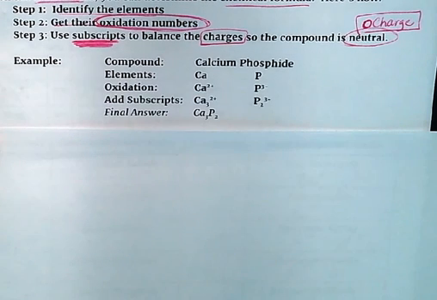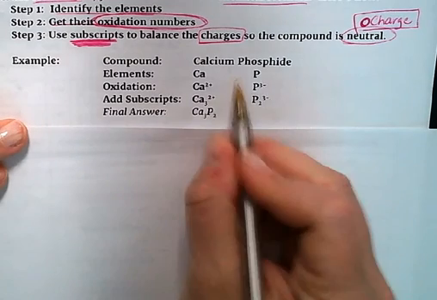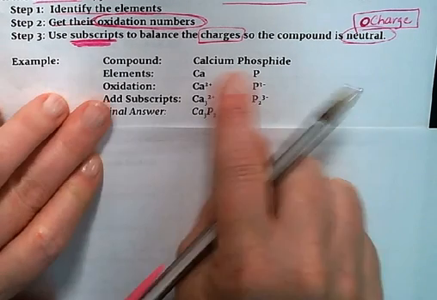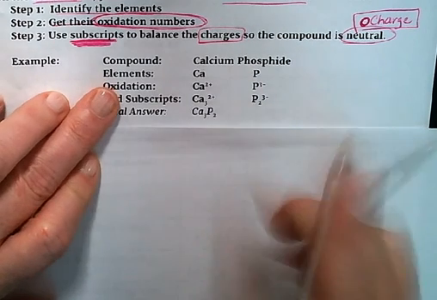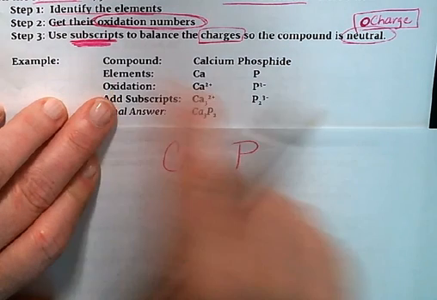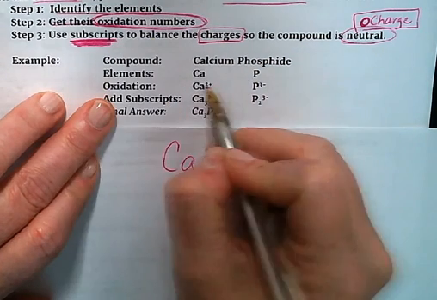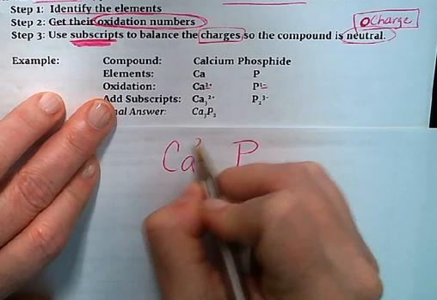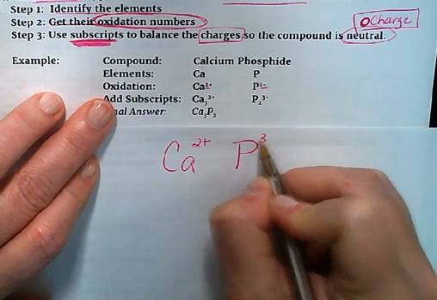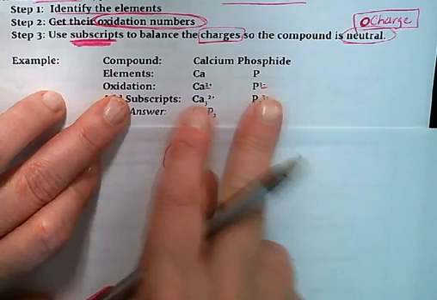All right. Now let's look at this example that I've given you. You've got calcium and phosphorus, so you've got calcium phosphide given the name. The second step says to get the oxidation number, so that's exactly what I'm going to do. Calcium has a positive 2. Phosphorus has a negative 3. That's where I got those numbers, and I got them from the periodic table.